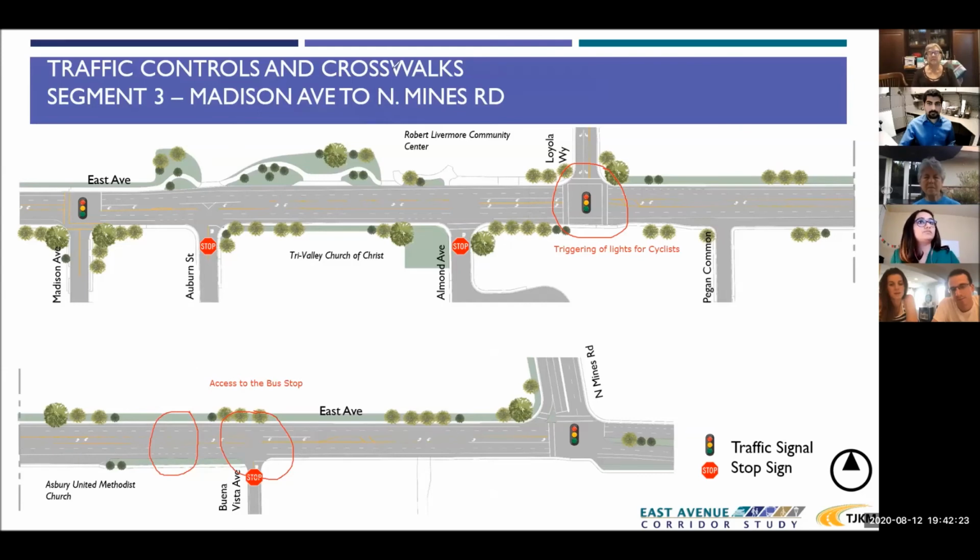Secondly, Buena Vista Ave is a really big corridor for cycling because it connects the bike lanes on Tesla. There's a great bike connection over on Almond Ave, and there's no way to get there. So from Buena Vista Ave, if you want to stay on bike trails and use the network of bike paths that we have, this is a huge gap.